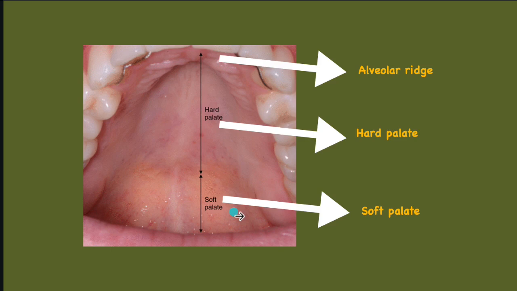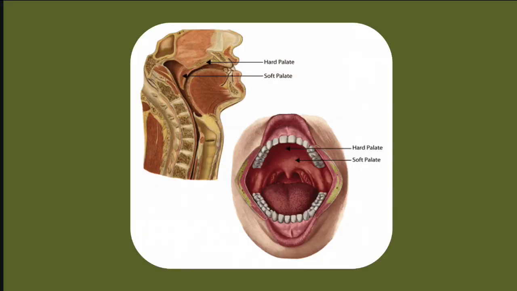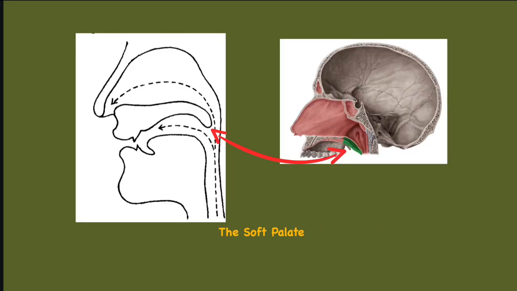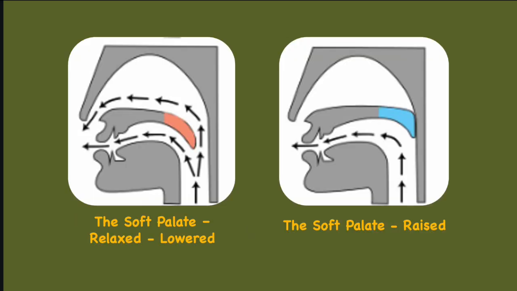How about the soft palate? The soft palate, also known as the velum, is a movable muscular flap that forms the back part of the palate. Unlike the hard palate, the soft palate can be raised or lowered. So this is the soft palate. We have already established that it is a movable muscular flap, so it can be raised or lowered because it is movable.